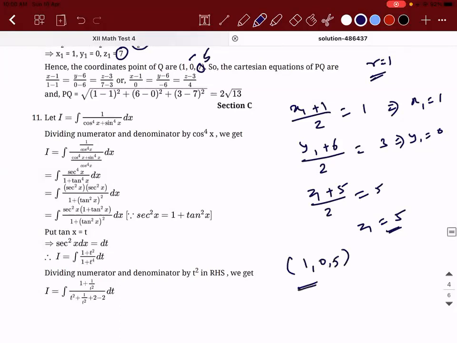Any doubt till here? This is the given point with respect to the line. Is there any doubt, guys? I'm assuming no.